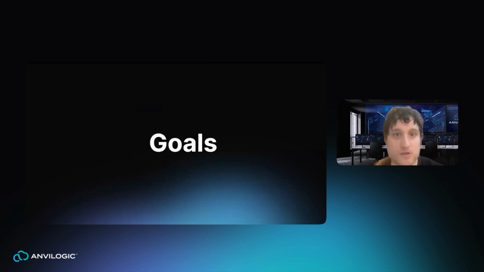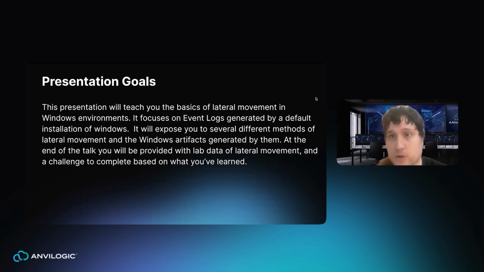So let's go over the goals of this presentation. The goals are to teach you the basics of lateral movement in Windows. It's going to focus heavily on event logs, especially the event logs that are generated by a default install of Windows, because if you've done IR before, you notice that there's a lot of default builds out there and they're not tweaked very much at a lot of different companies. It's just kind of the path of least resistance. So there's a lot of it out there.